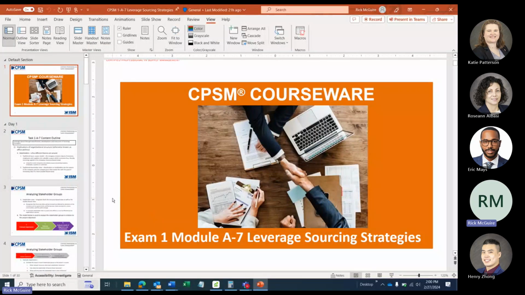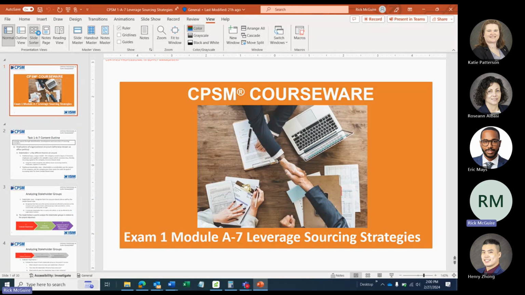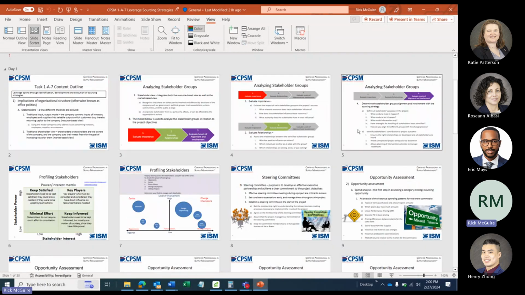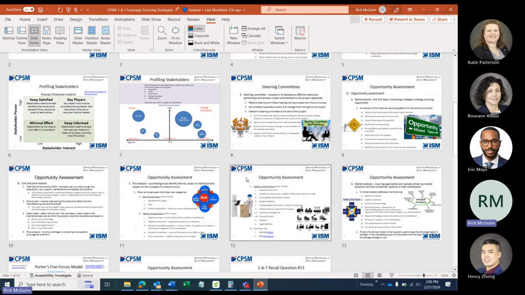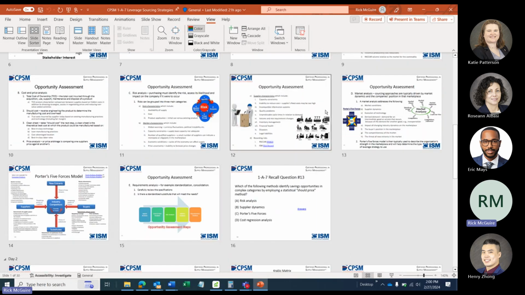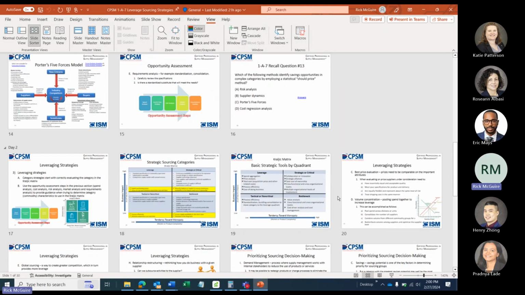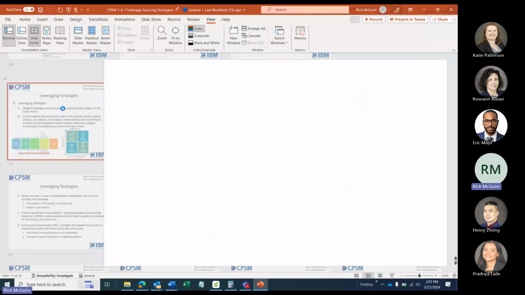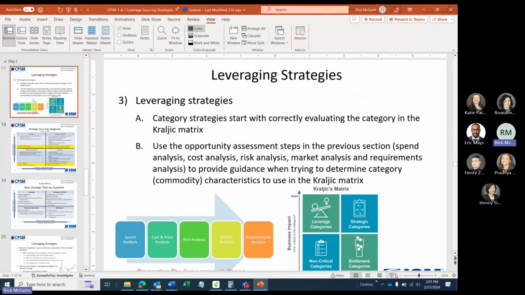We are going to finish up leveraging sourcing strategies from yesterday. And we went through the whole stakeholder analysis, all that good stuff, steering committees, their opportunity assessment process. Now, I'll pick up with that.